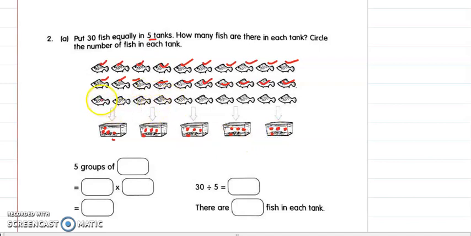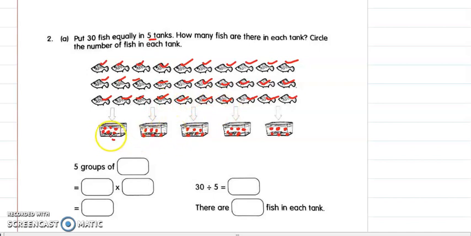And then again the next 5 I will pick up, 1, 2, 3, 4, 5. So I will put 1 here, 1 here, 1 here, and 1 here. And then the next 5, 1, 2, 3, 4, 5, so 1 in each, 1 here, 1 here, and 1 here. And you can see all the fish we put 1 by 1 equally in these tanks.